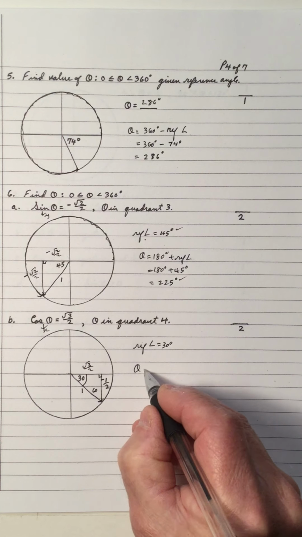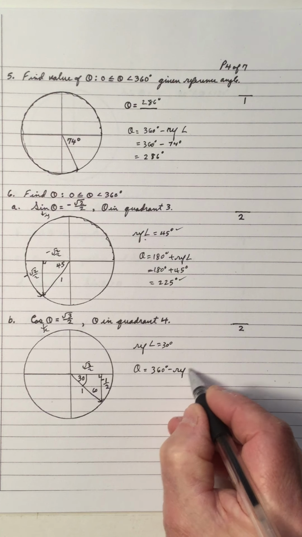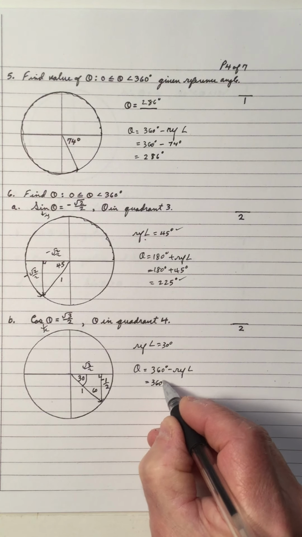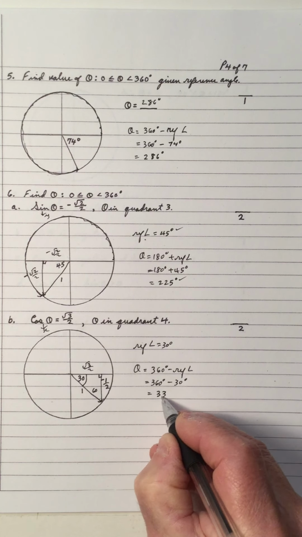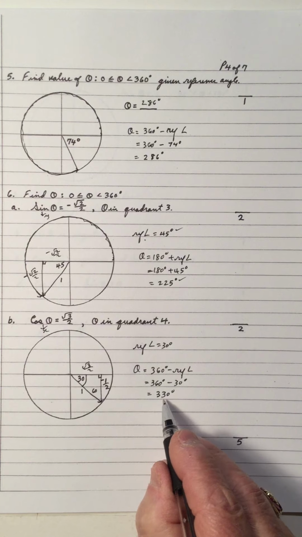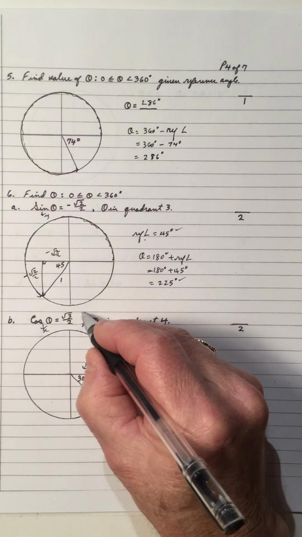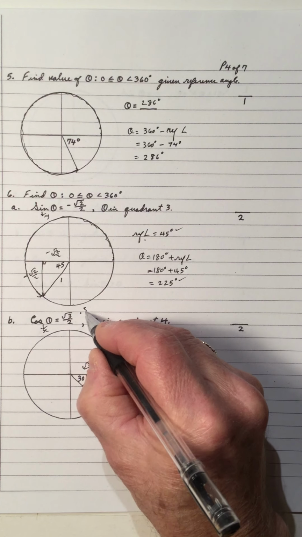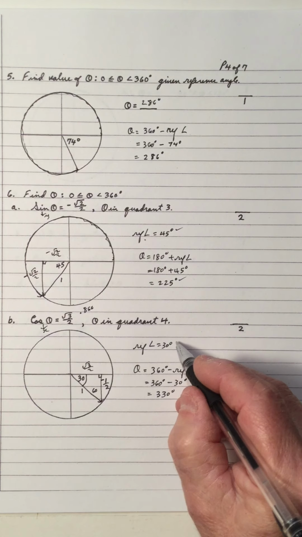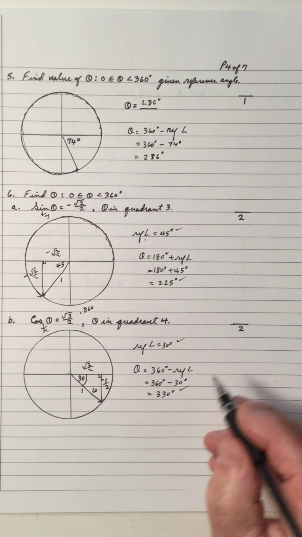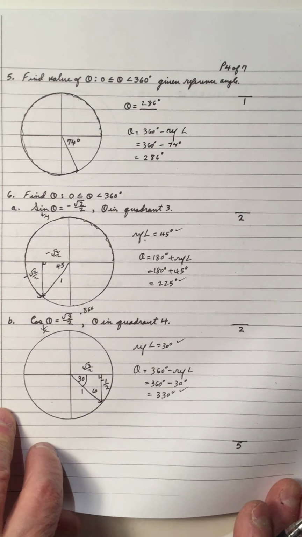In the fourth quadrant, theta is 360 minus the reference angle, 360 minus 30, and that gives me 330 degrees. And if you check your calculator and do the cos of 330, the calculator will give you, instead of root 3 over 2, 0.866, which is root 3 over 2. So you get 2 marks, a mark for getting the reference angle, a mark for getting 330. 5 altogether for that page. Continue.